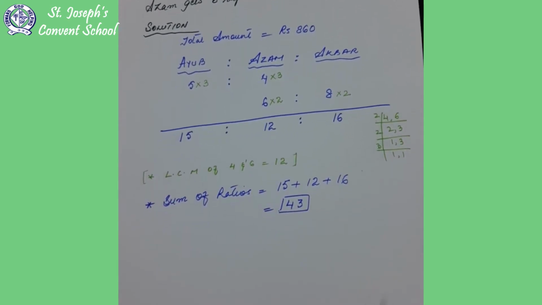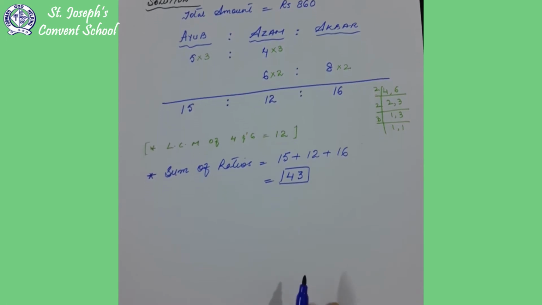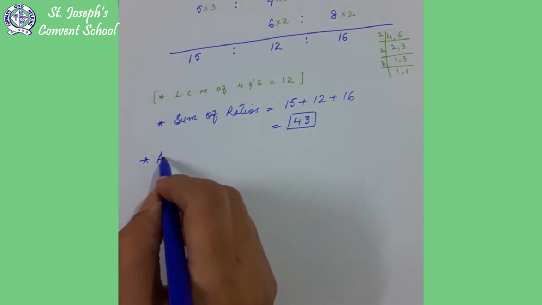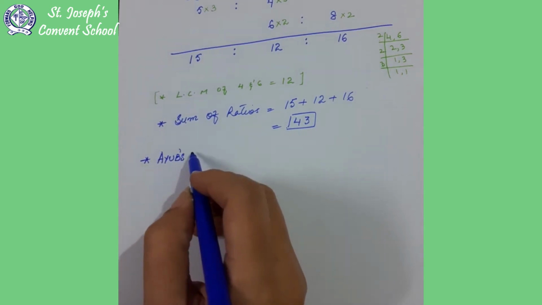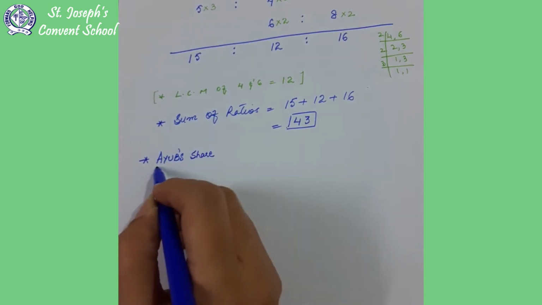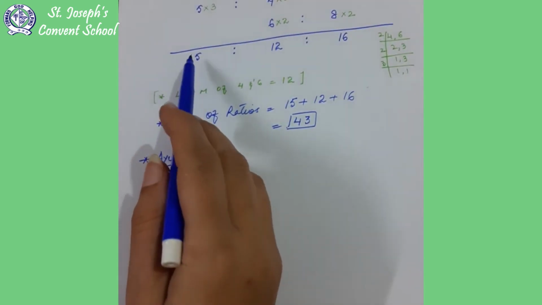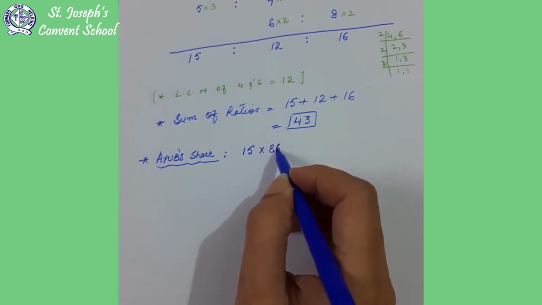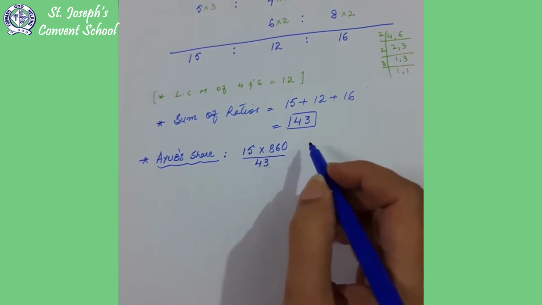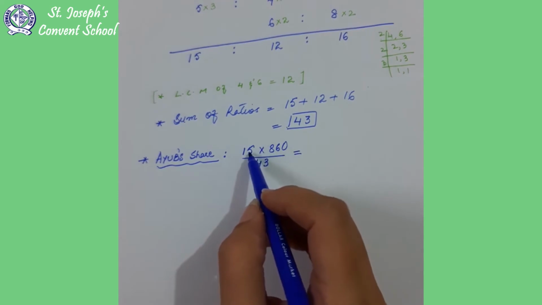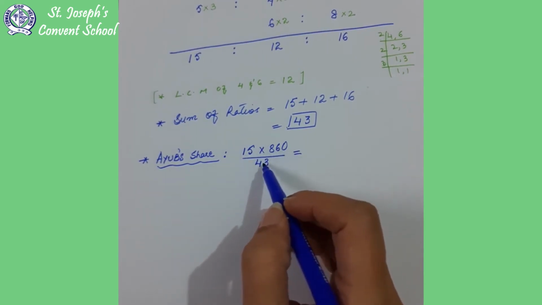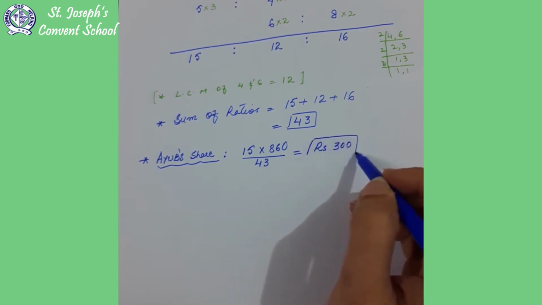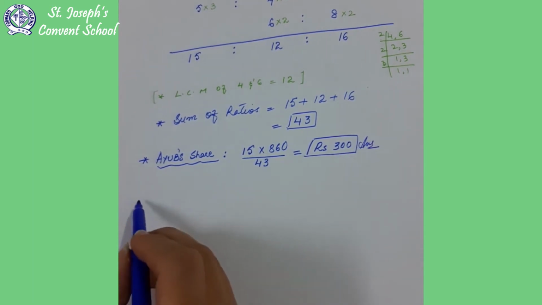You know the total amount, it is 860. The sum is 43. Now one by one we are going to solve and find the shares. Let's start with the first one, Ayub's share. Ayub's ratio is 15. 15 multiplied by total amount divided by sum of ratio. You can use a calculator: 15 multiplied by 860 divided by 43. So you will get rupees 300. The amount is in rupees, so rupees 300. First answer.